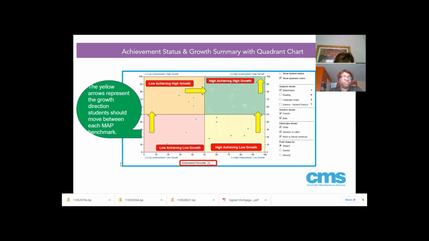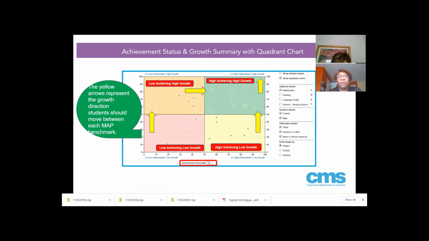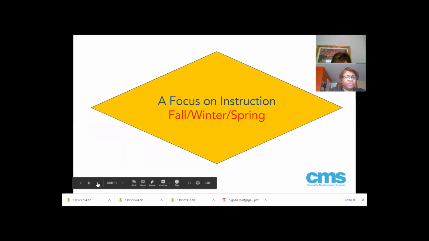Now, when you look at your spring, this is how you want to see the kids move. So I would download this chart, save it or print it, and have it. When springtime comes around, you pull that up and you can have the two charts. You can look and compare how the students are moving.